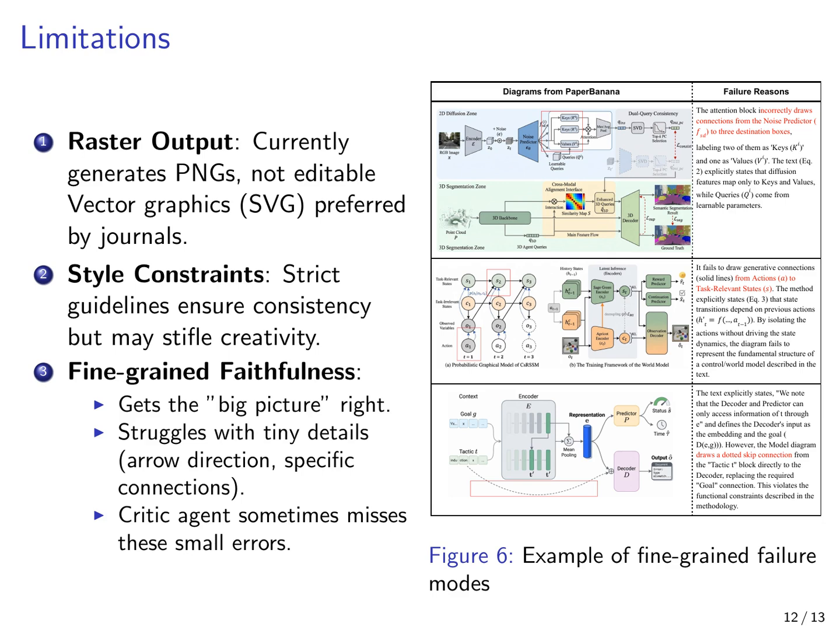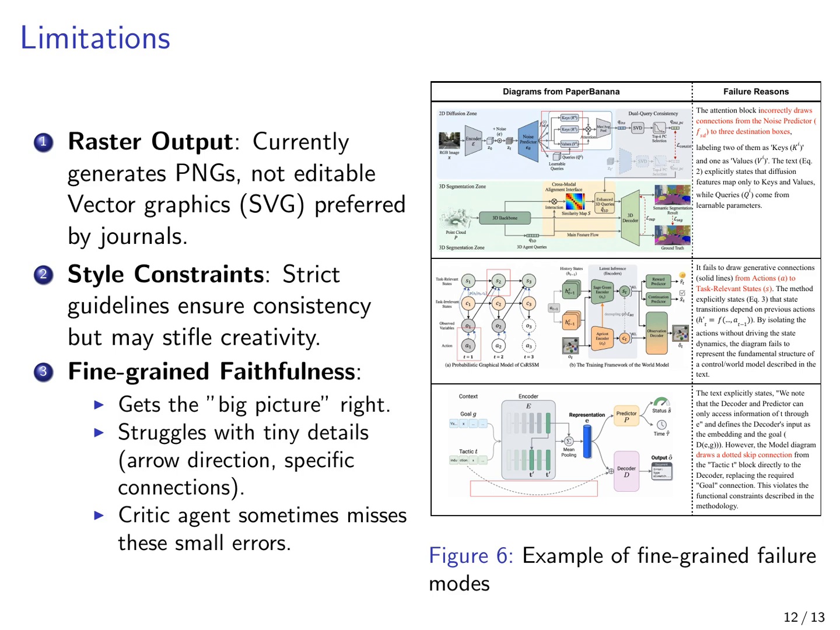Now, like any really interesting, pioneering work, it's not perfect yet. The authors are refreshingly honest about the current limitations, so let's spend a moment on where this research probably needs to go next. So they identify 3 big challenges right now. First, the output is a raster image, like a PNG. It's not an editable vector graphic like an SVG, which is what journals really want. Second, relying on a strict style guide makes everything consistent, but it can also stifle creative and diverse designs. And third, it still has some trouble with what they call fine-grained faithfulness.